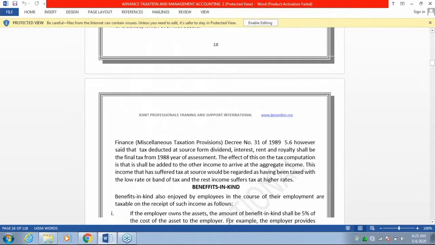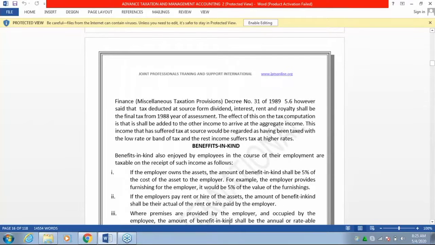Now, benefit in kind, what does that mean? Benefits in kind enjoyed by an employee in the course of their employment are taxable on the receipt of such an income as follows. When we are talking of this benefit in kind, if the employer owns the asset, the amount of the benefit in kind shall be 5% of the cost of the asset to the employer. Just take for example now, the employer provides furnishing for the employee.